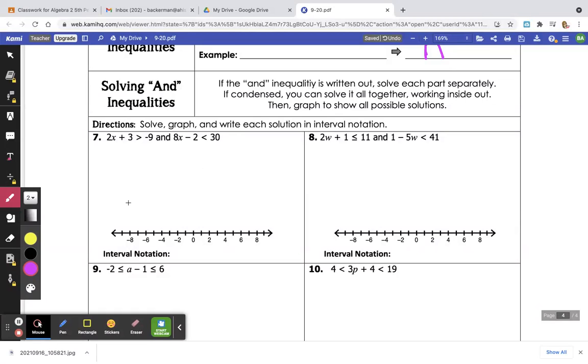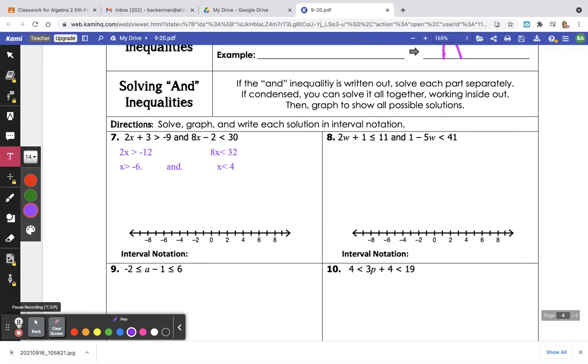So go ahead and pause the video. Try and isolate these and graph them, and let's see how you do. Okay, so hopefully you were able to solve both of these.